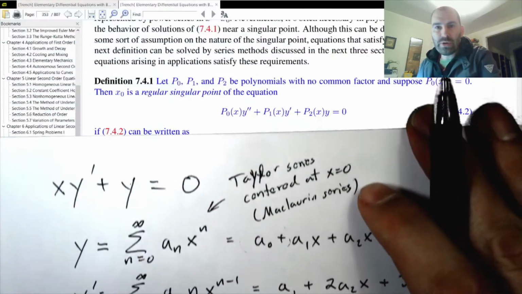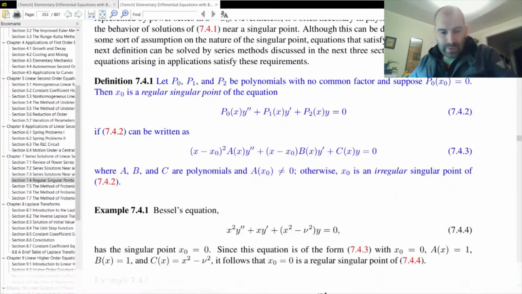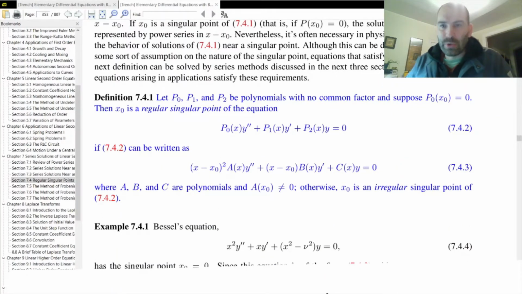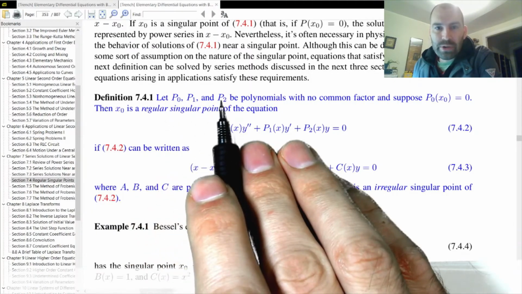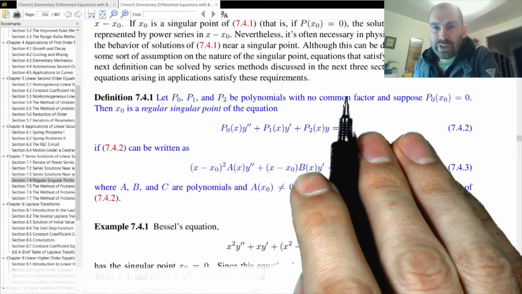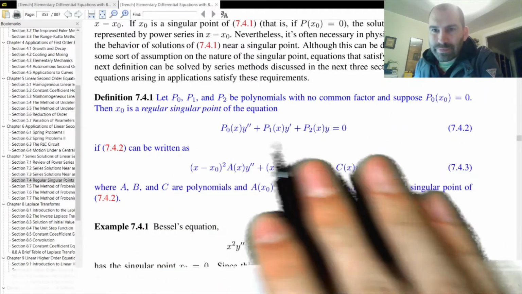Let me show you a more detailed description of what's going on here. Here we have a theorem. Well, this is just a definition of what an ordinary singular point is. It says, let P0, P1, and P2 be polynomials with no common factor. And if there was a common factor, we could factor it out, right?